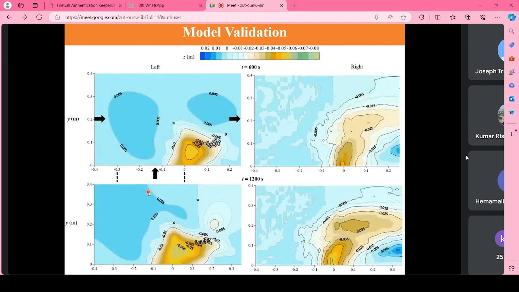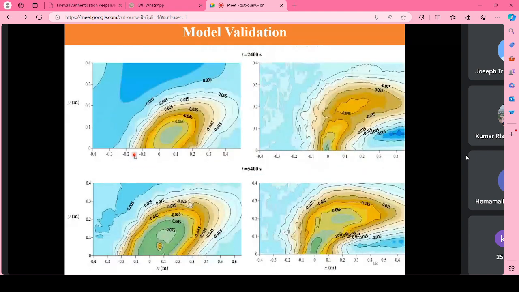But at initial stages, the simulated values are farther from the experimental data in terms of the geometry of the scour. But again, at all time stages, the scour position and the maximum values of the scour zone are predicted satisfactorily.